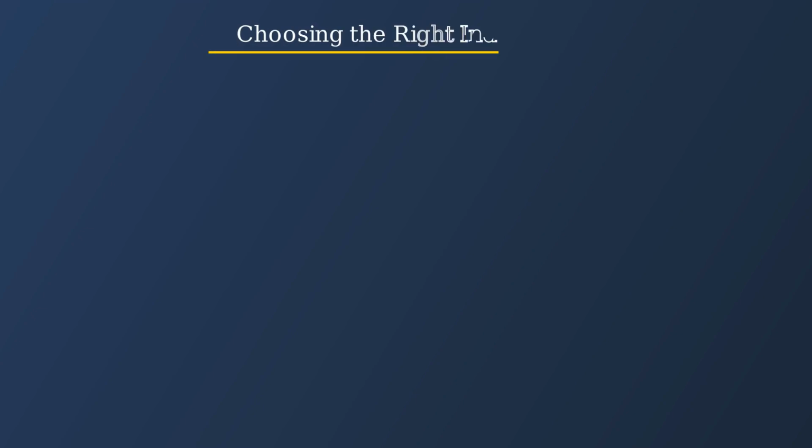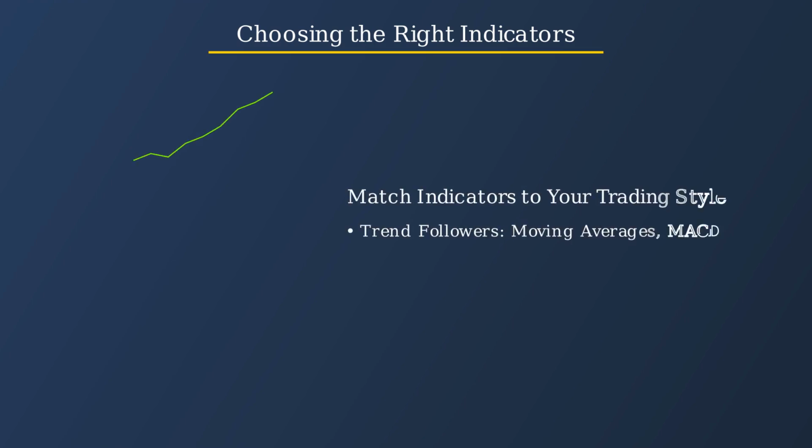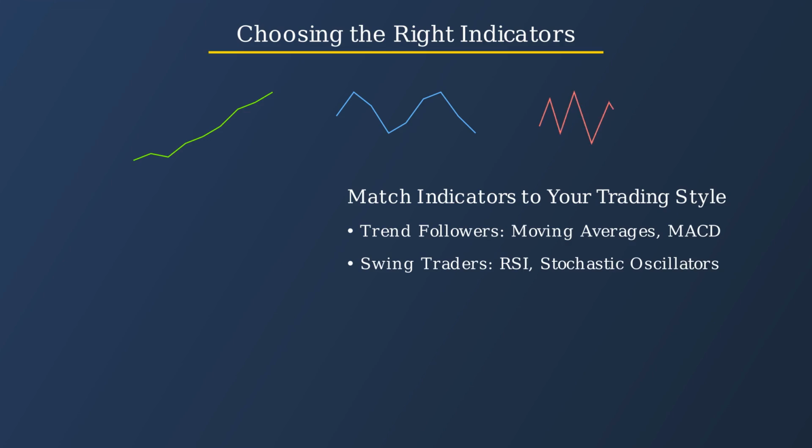In conclusion, choosing the right stock indicators depends significantly on your trading style, time frame, and current market conditions. Different trading styles benefit from different indicators. Trend followers often rely on moving averages and MACD to identify long-term market direction. Swing traders typically prefer momentum indicators like RSI and stochastic oscillators that help identify overbought and oversold conditions. Day traders often focus on volatility indicators like Bollinger Bands and volume indicators for short-term price movements.